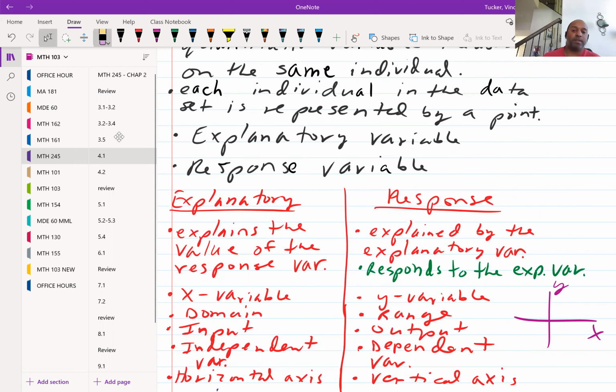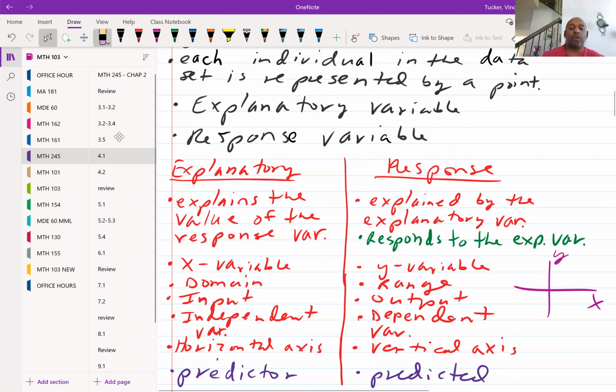Explanatory is independent. The response variable depends on your explanatory variable. And I already mentioned the horizontal and vertical axes. And then finally, your explanatory variable is the predictor, and your response variable is what you're trying to predict.